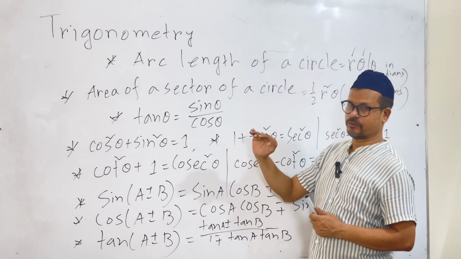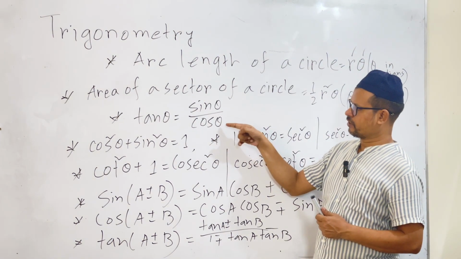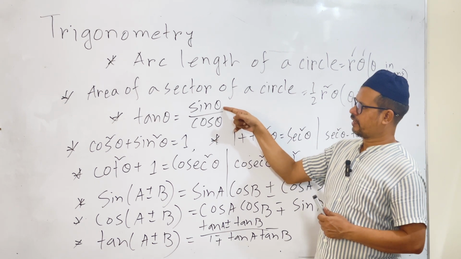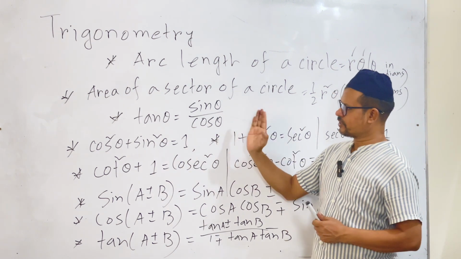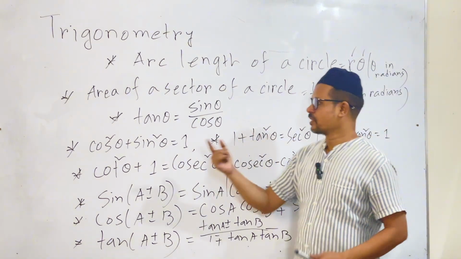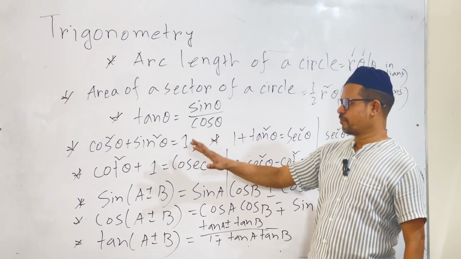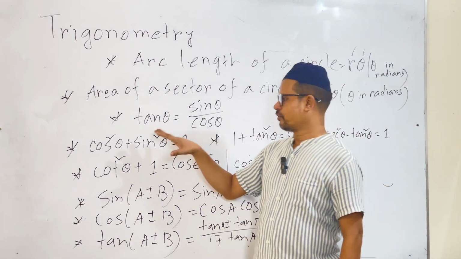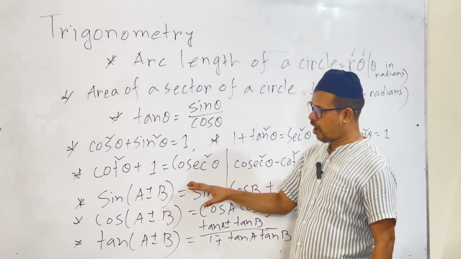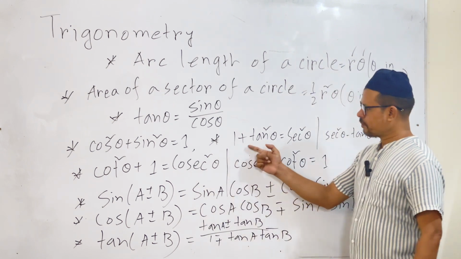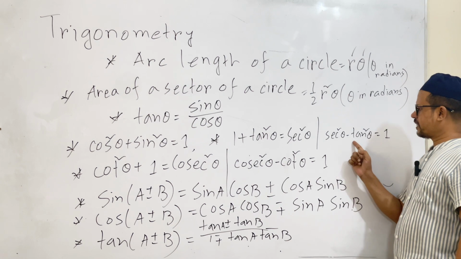Very simple formula: tan theta equals sin theta by cos theta. Sin theta is negative for a negative angle. Cos square theta plus sin square theta equals 1 is a very popular and easy formula related to trigonometry. Another one: 1 plus tan square theta equals sec square theta. This is like this actually: sec square theta minus tan square theta equals 1.